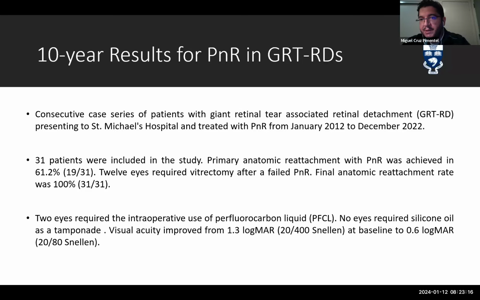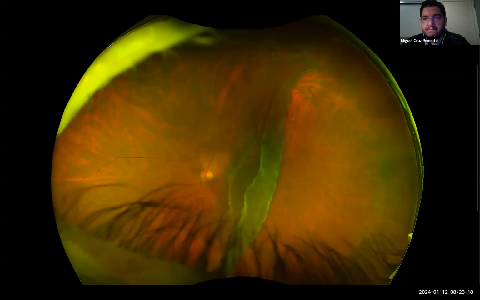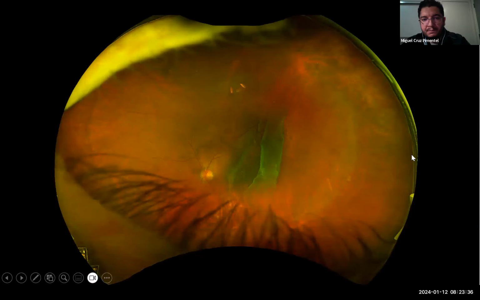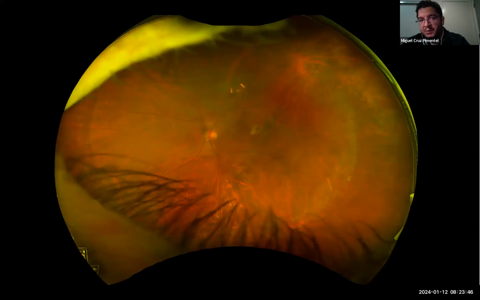Go to the next slide, please. So this is the pre-op picture of the case that we presented in the video, where we have this intraoperative full while we were using perfluorocarbon liquid. You can go to the next slide, please. And here is how nicely it looked after we fixed it in surgery. And in this case, we used perfluorocarbon, as we showed before, and also we used silicone oil as a tamponade. Can you go to the next slide, please?